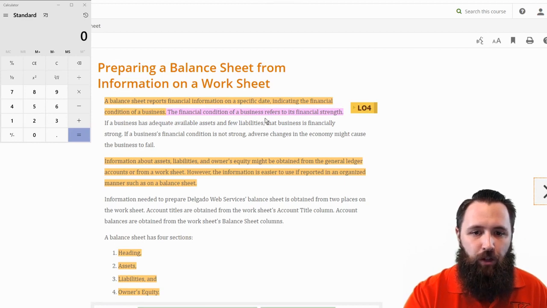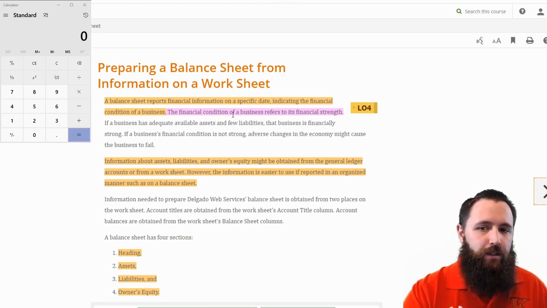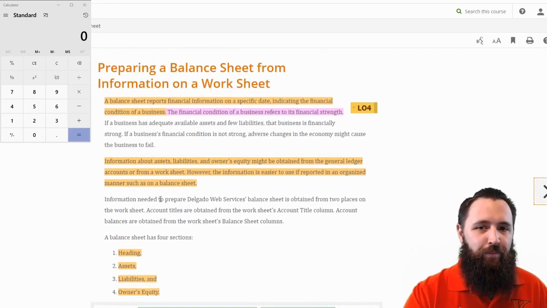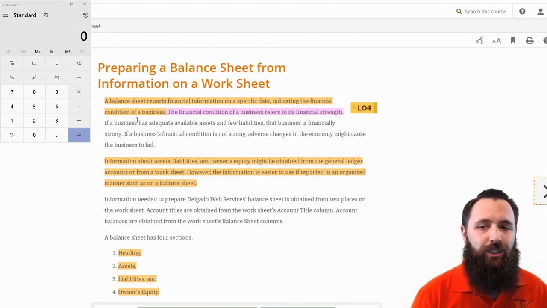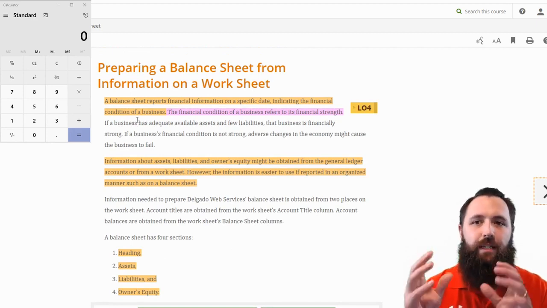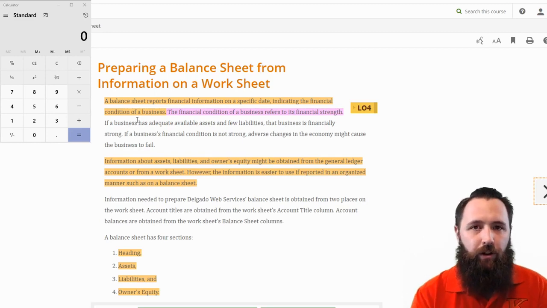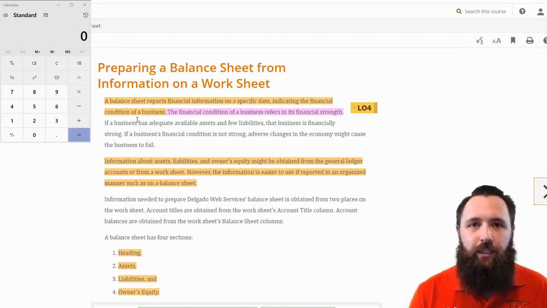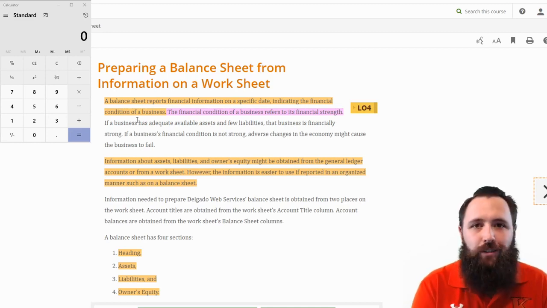And if you look at a balance sheet, this is where our heading is going to be a little bit different. That's why I kept on pointing out for the month ended. A balance sheet reports the financial information on a specific date. So the end date of our fiscal period is going to be when we record our balance sheet. It is a snapshot of a specific day, and it's going to show the financial condition of the business.